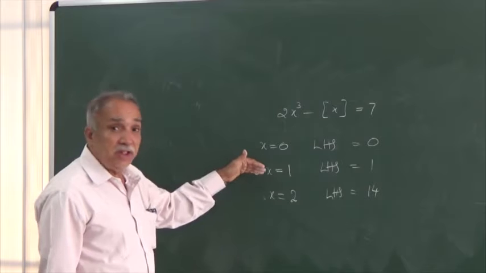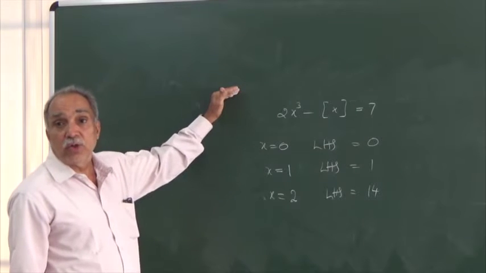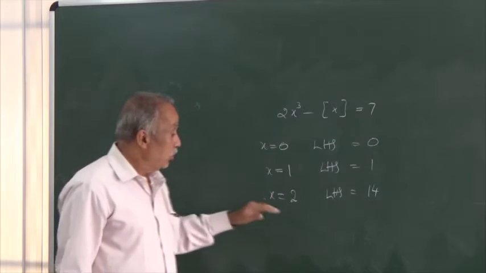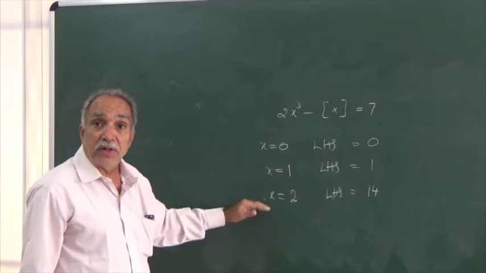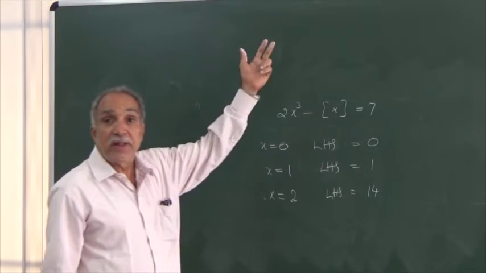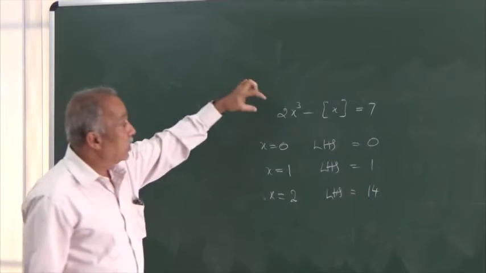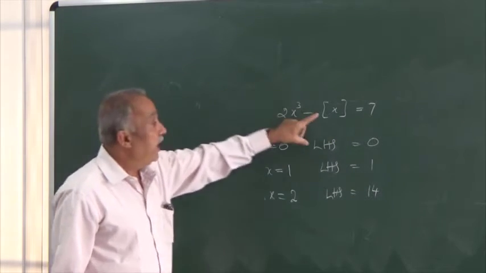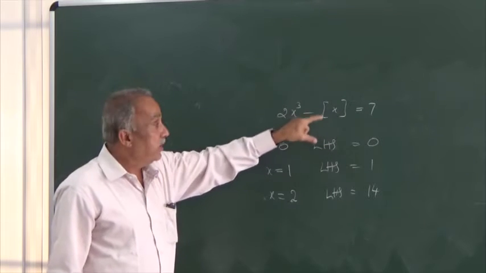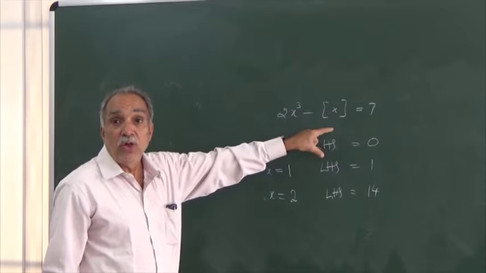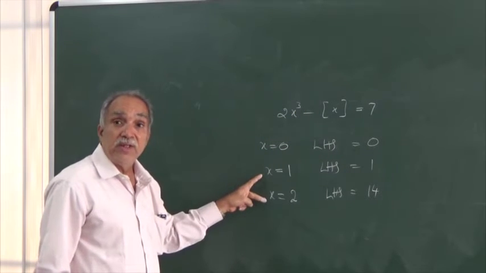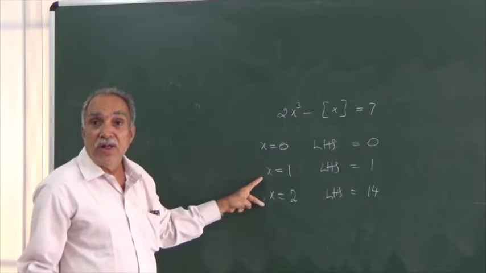You take any value less than or equal to 1, what you are going to get will be less than 7. You take any number greater than or equal to 2, what you are going to get on the left hand side will be a much greater number, because this increases at a faster rate and this increases at a slower rate. Even though this also increases, the rate at which it increases is slow, and the difference goes on increasing. Our solution must be somewhere between 1 and 2.